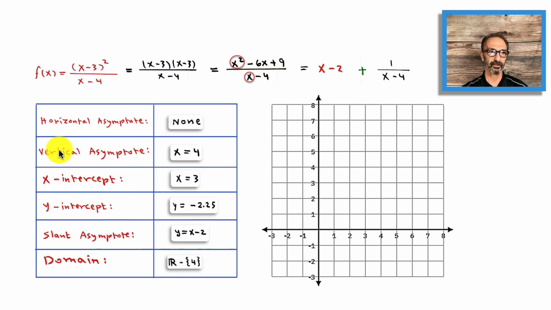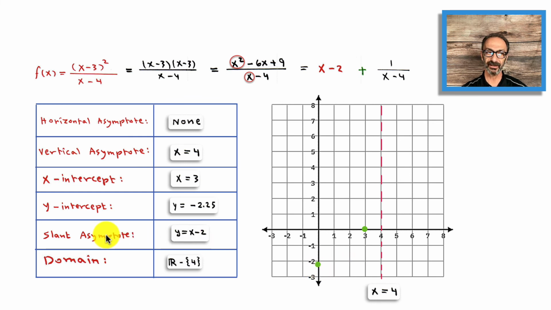Let's start with the vertical asymptote because we don't have a horizontal asymptote. Vertical asymptote will be at x equals 4 right there. And here we go. That's my vertical asymptote. Let's go with the x-intercept at x equals 3. And here we go. That is my x-intercept. The y-intercept at negative 2.25 down below, right here, somewhere here.